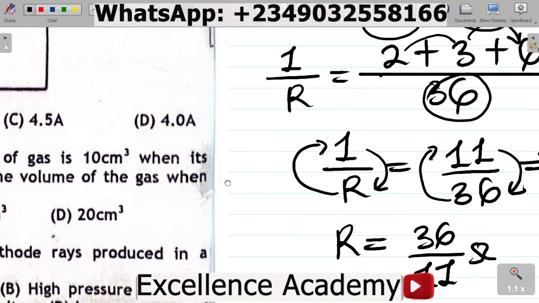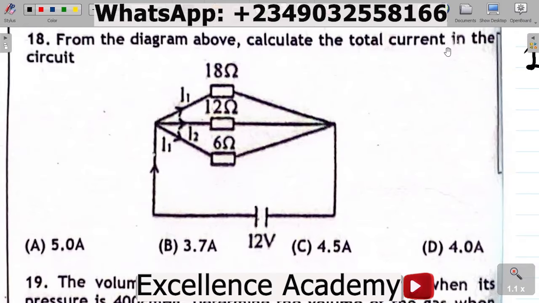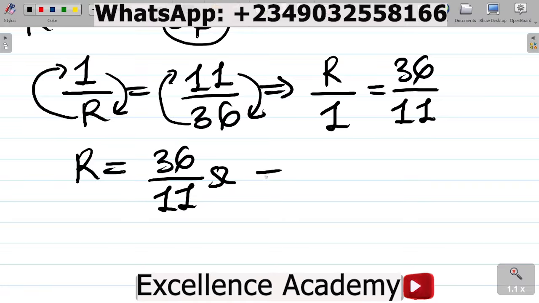So the value of R here is equal to 36 all over 11, in ohms. So we have this already. Now, again, they said we should calculate the total current in the circuit. Let's get this in decimal places. So 36 divided by 11, if you punch that, your value is 3.272, or approximately 3 ohms.